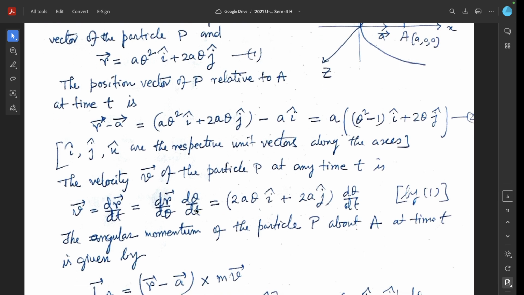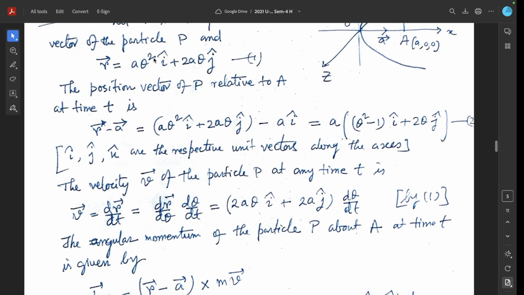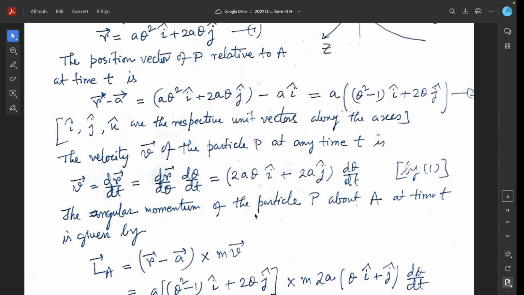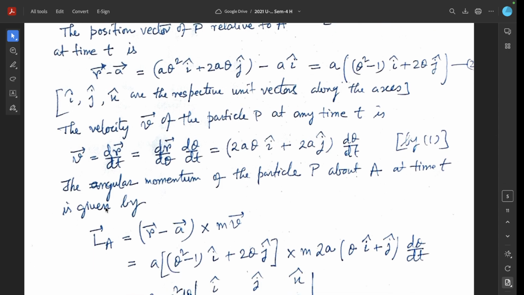So this is the dθ R vector, and this R vector is this. Derive this with respect to theta: 2aθ i cap plus 2a j cap, into dθ/dt. The angular momentum of the particle P about A at any time t is given by L_A vector equal to (R vector minus A vector) cross m V vector.